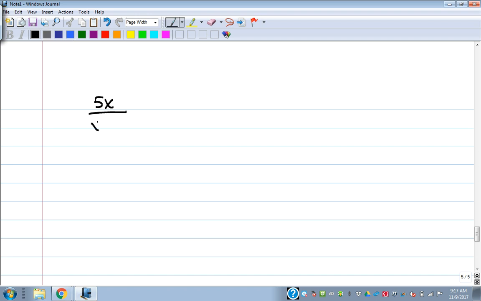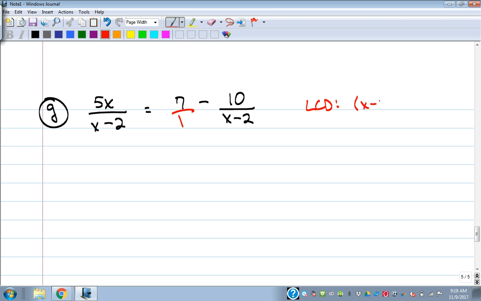This one's a little shorter. I'll make sure I show you one of these before you get out of here. A little easier on the least common denominator here. Really, that's 7 over 1. So the common denominator would be just x minus 2. It's the only thing there other than the 1. Okay, so restriction, x minus 2 equals 0. X can't be 2.